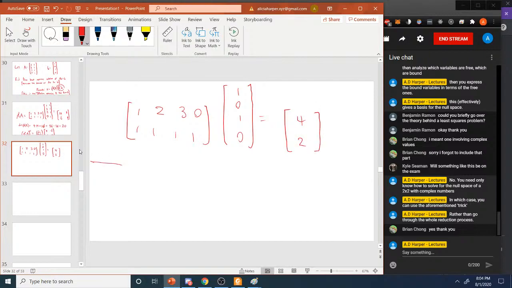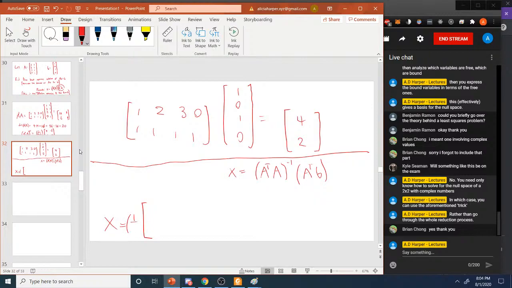So now I have everything I need because I know that X is equal to (A transpose A) inverse multiplied through by A transpose B. So this tells us that X is equal to 1 over 20 times the matrix 4, 14, negative 6, negative 6, multiplied through by the vector 4, 2. So this is going to be 1 over 20.